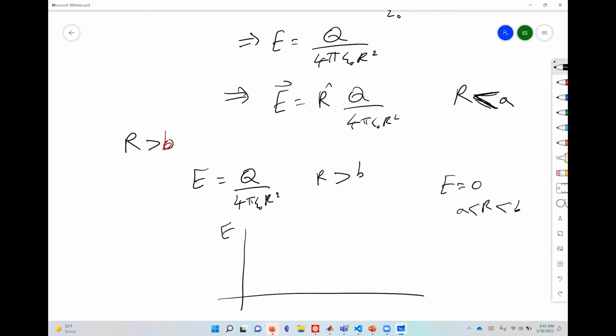So if I plot E with respect to R, I get something like this, until I reach A, and then the field goes down to 0. And then at B, the field goes back up, and then it goes down like this. It's just that the field collapses inside the conductor and then goes back.